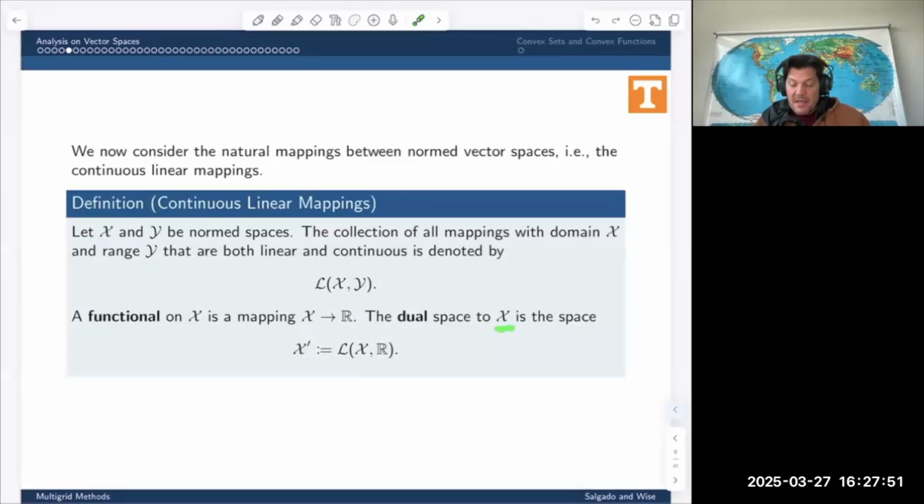If I have a Banach space X, then the space X prime is the space of all linear and continuous mappings from X into R. And that has a special name. It's called the dual space of X. X prime is what we call the dual space of X. I keep forgetting to say linear and continuous, but the symbol L seems to suggest that they're linear only, but they are both linear and continuous.